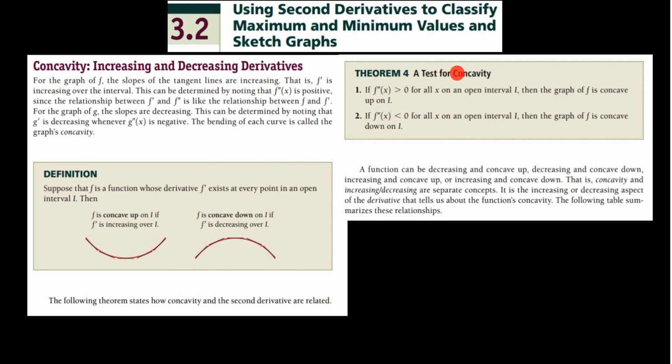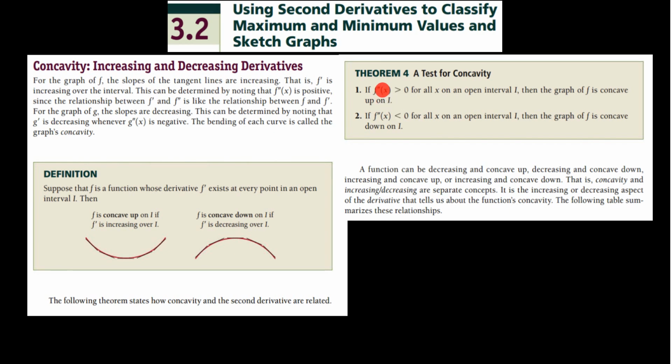A test for concavity is super easy. I suggest that you write this down and put a star beside it. If the second derivative of our function is greater than zero for all x on an open interval I, technically that holds, but what we're going to do is test our critical points, and those are pretty much the numbers we're going to be looking at.